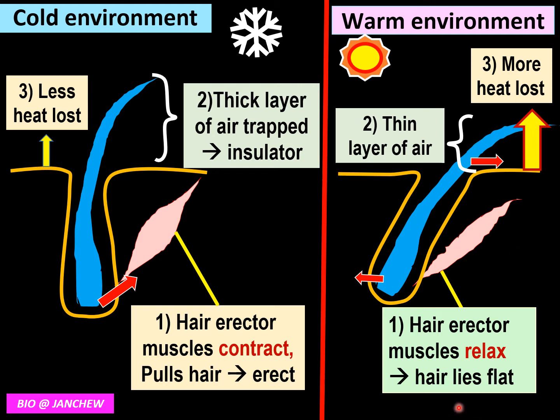In this way, the hair will lie flat near to the skin surface. So it will trap just a thin layer of air. Now, air is a poor conductor of heat and is an insulator to prevent heat loss. So in this case, when the layer of air is thin, it will allow more heat to be lost from the skin surface to the environment by radiation and conduction. Okay, so hair erector muscles relax, hair lies flat, a thin layer of air is trapped so that more heat is lost from the skin surface.